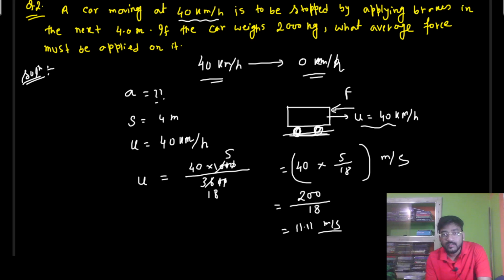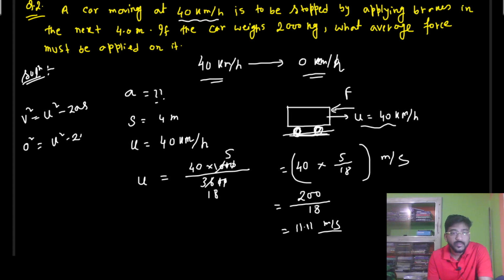Now what is the deceleration? We know v squared is equal to u squared plus 2as, where v is the final velocity. But as it is deceleration, we write minus 2as, so we substitute a by minus a. So v squared is equal to u squared minus 2as. The final velocity obviously will be 0. So 0 squared is equal to u squared minus 2as, so the deceleration a will be u squared upon 2s.